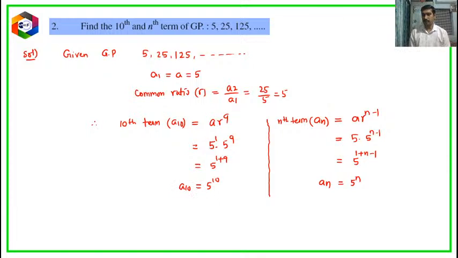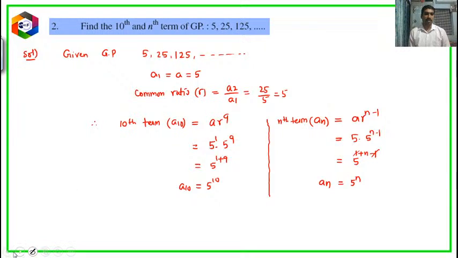That is a simple question, and I hope it is clear. So once again, A value is 5 and common ratio R is equal to A2 by A1, which is equal to 5, and the 10th term is A R power 9. So 5 into 5 power 9, which is 5 power 10. And similarly it is asked to calculate the nth term. A into R power n minus 1, 5 into 5 power n minus 1. Again the A power m into A power n format, A power m plus n, plus 1 and minus 1 get cancelled. Now the only value left is n. So 5 power n.